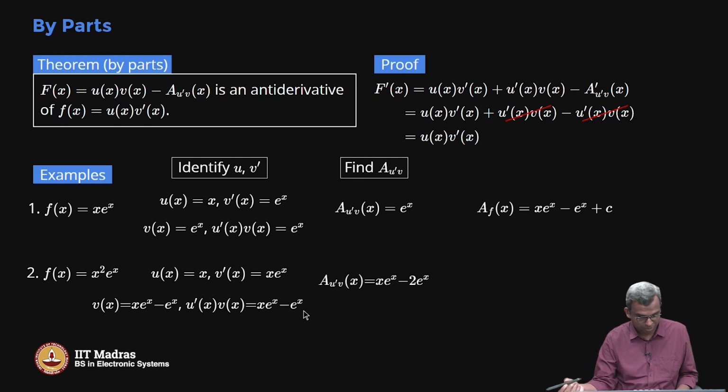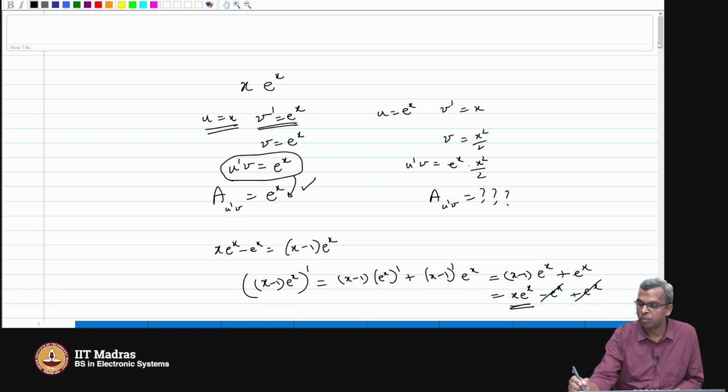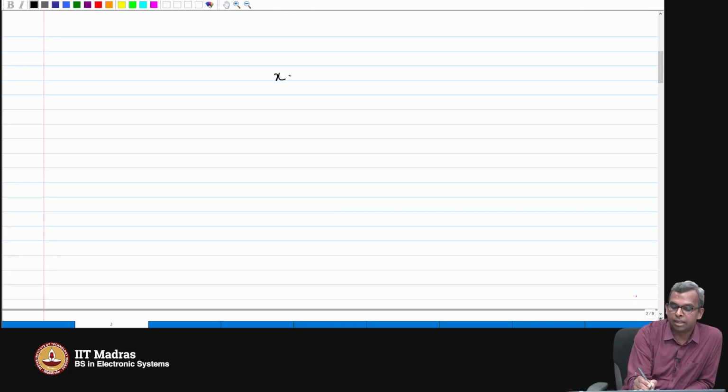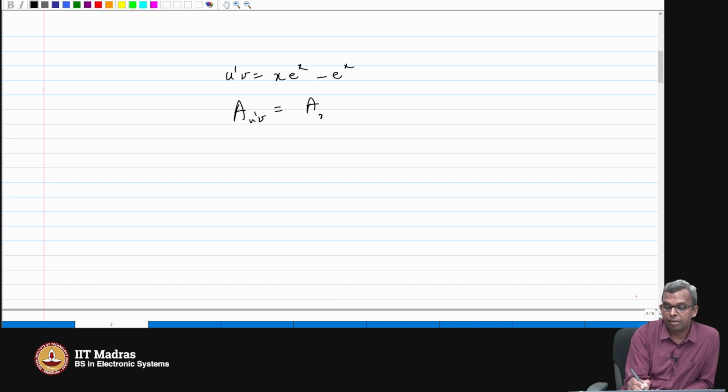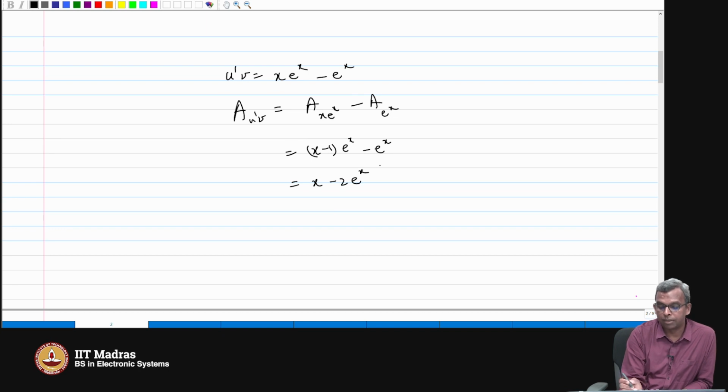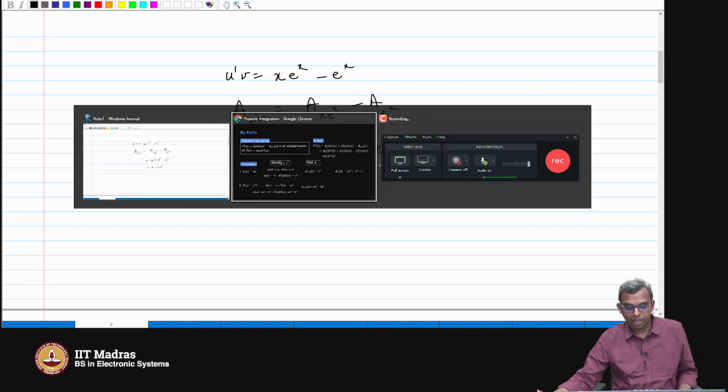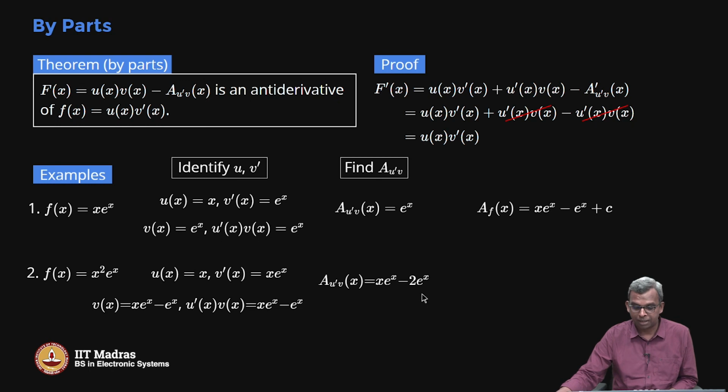How do I get the antiderivative of x e power x minus e power x? So this is my u prime v. The antiderivative of u prime v is the antiderivative of x e power x minus the antiderivative of e power x. What is the antiderivative of x e power x? Just now we saw x minus 1 into e power x. This is minus just e power x itself. So you get x minus 2 times e power x, okay. So that is how it was done very quickly. So you got x e power x minus 2 e power x, okay. Now, what is the antiderivative of f?